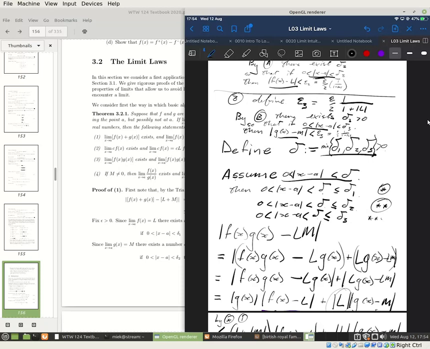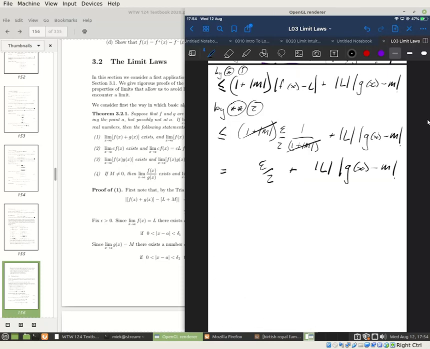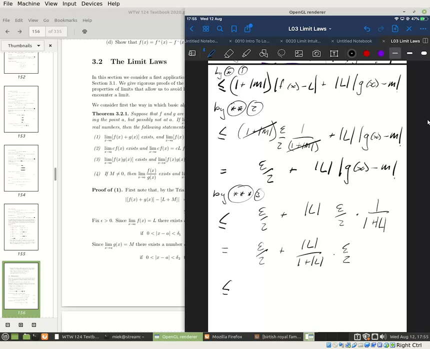Let's call this triple star. And now here, by triple star and 3, we have that this is less than epsilon over 2 plus 1 over L. What do we get? Epsilon over 2 multiplied with 1 over 1 plus absolute value of L. If we rearrange a little bit, epsilon over 2 plus L over 1 plus absolute value, 1 plus L, epsilon over 2. This guy is less than 1.